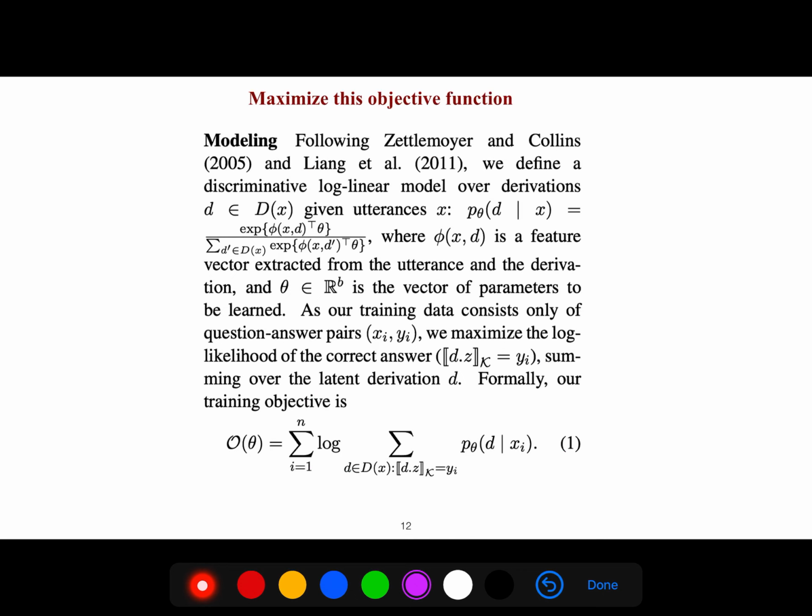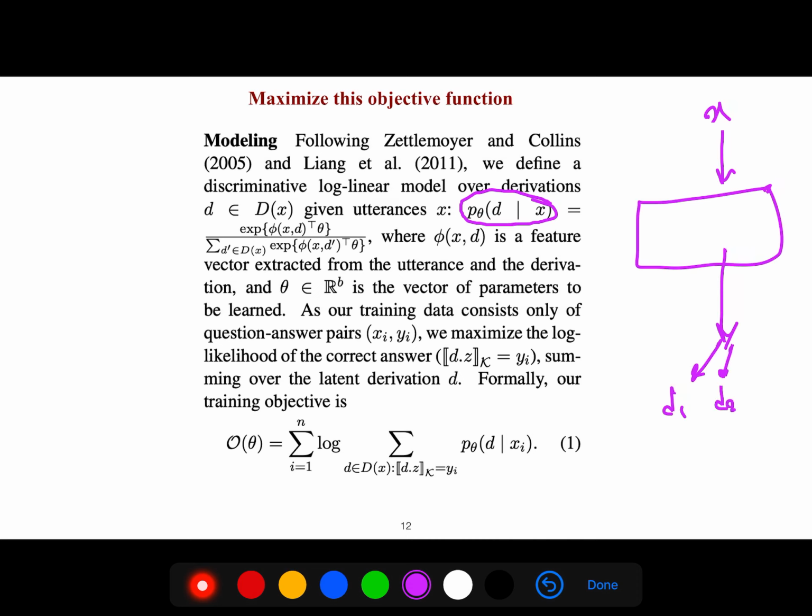And we want to maximize this objective function. So what is the probability of a derivation given your x? Look, x is just a sentence. So you give x to our model. It gives you, for example, with this probability, D1 is good. For example, we have softmax. With this probability, D2 is possible for the answer, and so on. For example, we have M classes. And we just maximize this as usual, nothing strange.